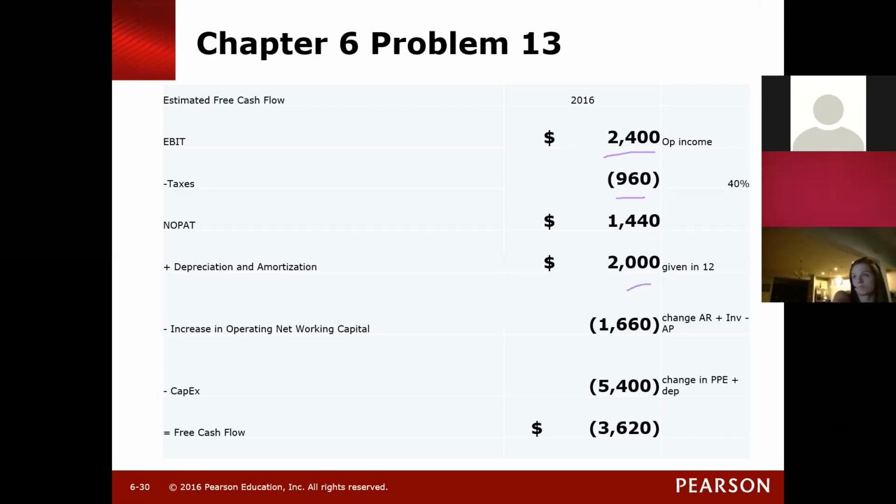It's why when you pull the data for your companies, you need to make sure that it's not so consolidated that you can't pull out these numbers. This problem, to simplify, they lumped a lot of things together, and so problem 12 told us that depreciation was 2,000. It is net property, plant, and equipment, so you couldn't see it from there on the balance sheet. They didn't split it out in the income statement, so they had to give it to us.